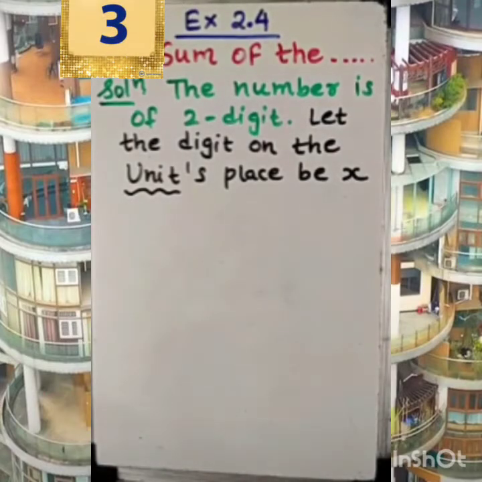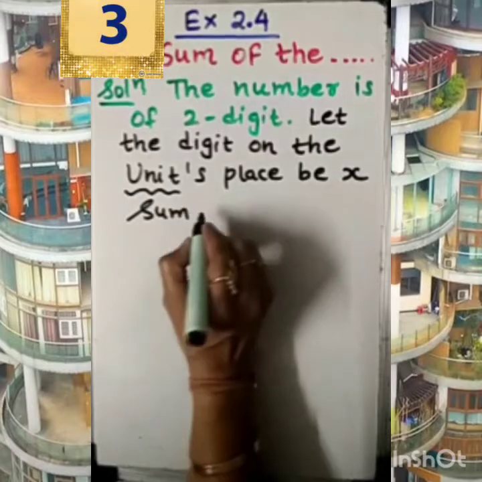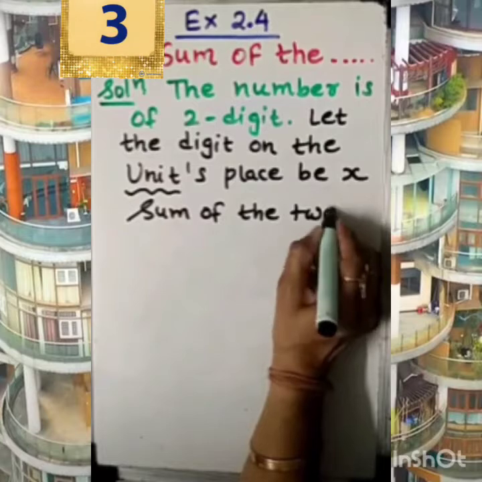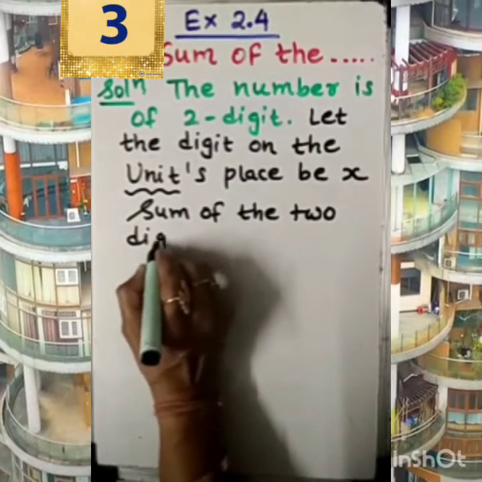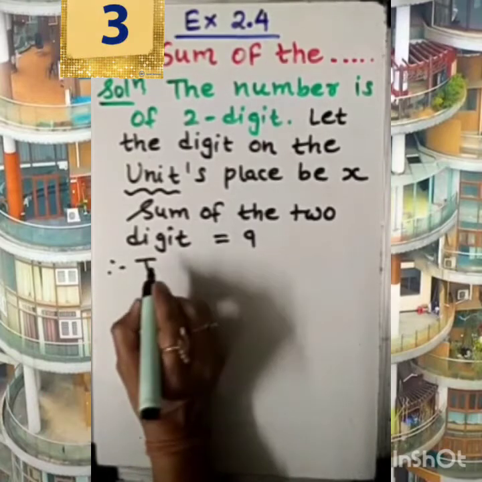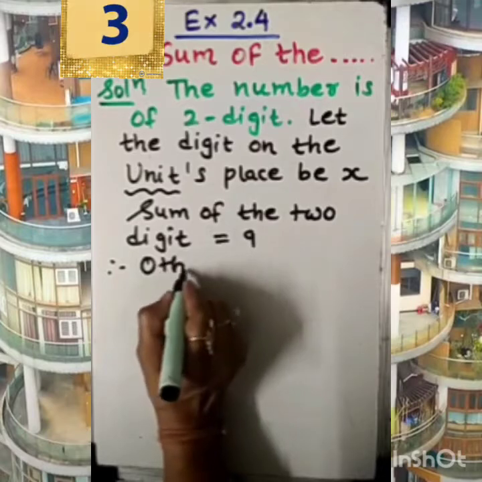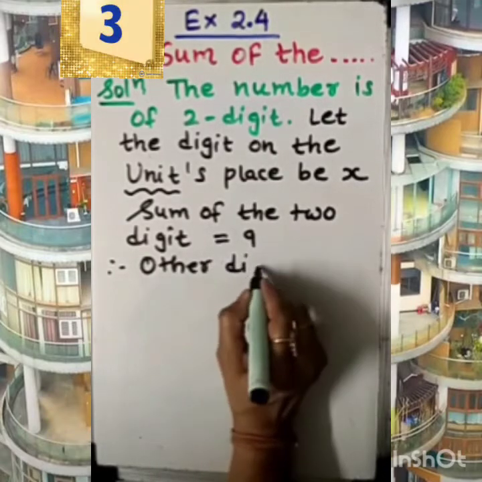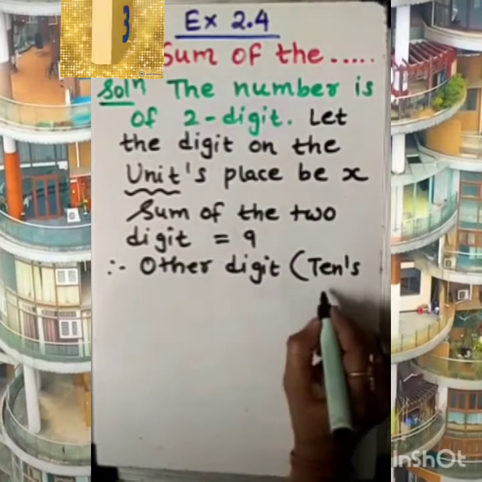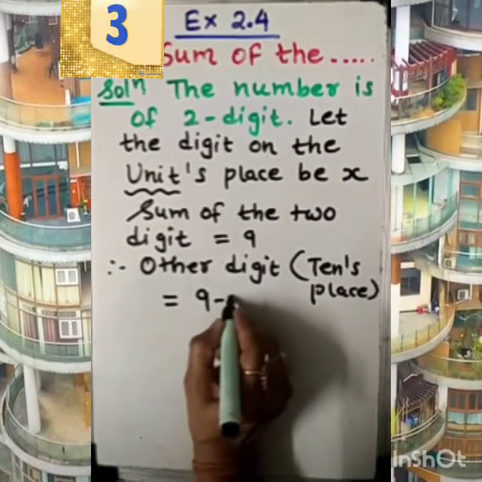Okay. Now we are given the sum of the two digits equal to 9. Therefore, the other digit, not other number, therefore other digit. It means the other digit indicates the digit on the tens place. What will be the digit on the tens place? It will be 9 minus x.